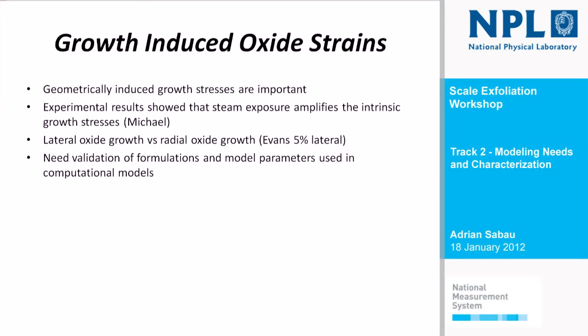Growth-induced oxide strains. Turns out that they are important. They have to be considered in analysis. And there are two kinds. Geometrically induced, because these oxides are growing into a tube that has a relatively small radius of curvature, if you wish. Also, Michael pointed out that steam exposure amplifies the intrinsic growth stresses as opposed to just air oxidation.